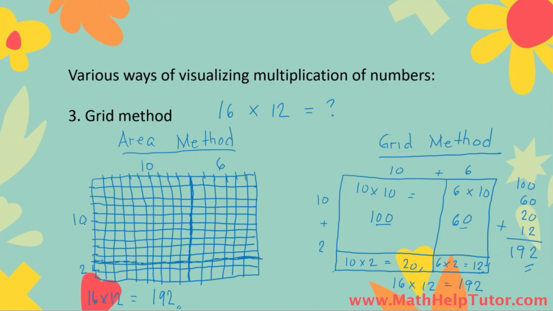Now, if you count all the squares in each of these regions, in this region, you're going to have 100 squares. In this region, you're going to have 60 squares, just like the ones we got in the grid method. In this region, you're going to have 20 squares, just like this one. And in this region, you would find that there are 12 squares, just like this one. So again, the grid method is very convenient since there is no need for us to draw many squares and then count each square individually, because we can accurately find out the area of each region by simply multiplying the lengths of the different rectangles formed during the decomposition of the numbers that we are multiplying.